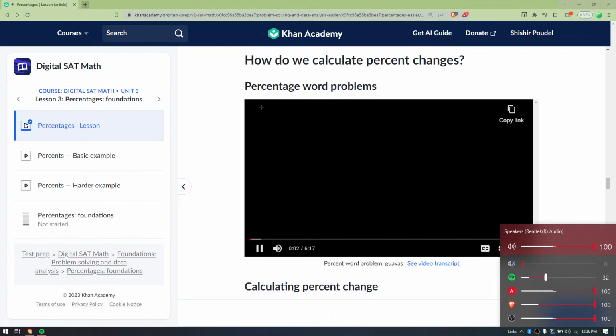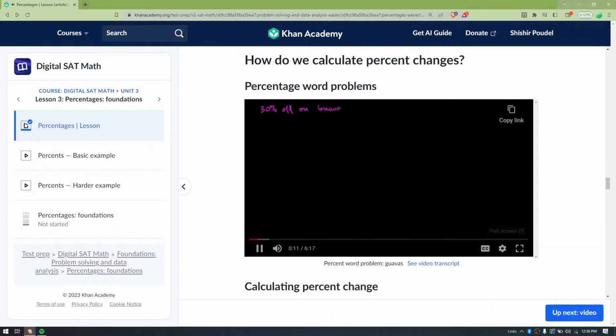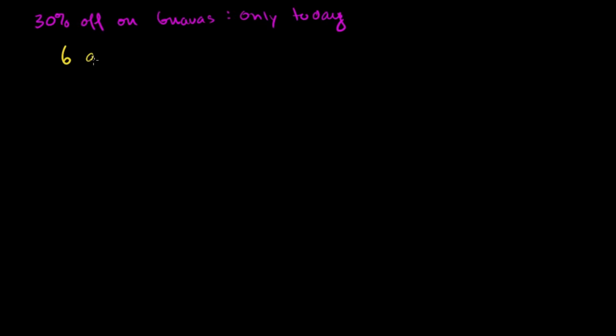I go to the fruit store today. They have a sale on guavas. Everything is 30% off. This is for guavas, and it's only today. So I say, you know what? Let me go buy a bunch of guavas. So I go and I buy 6 guavas.